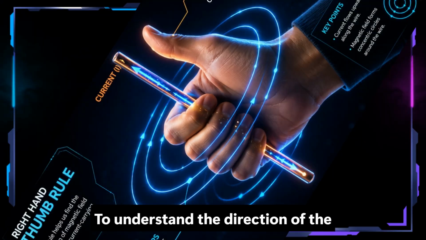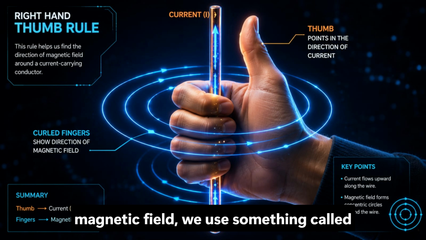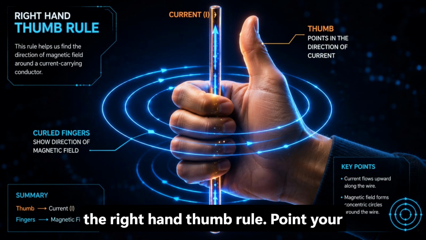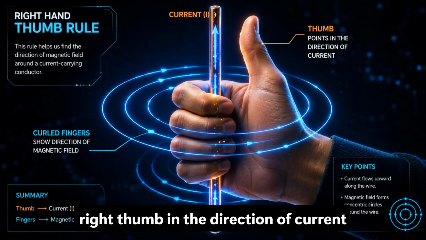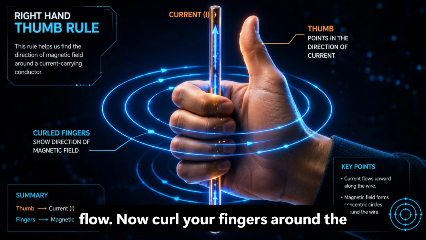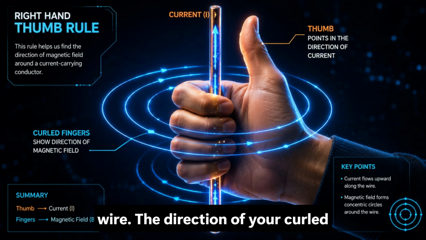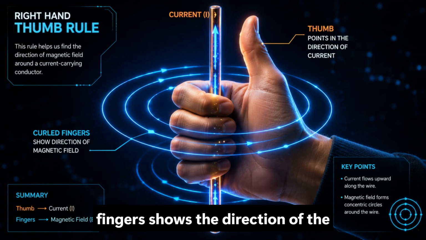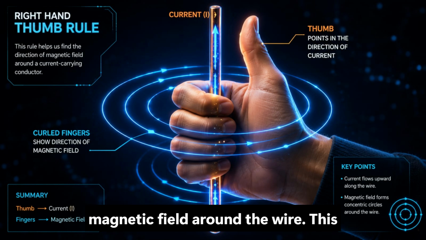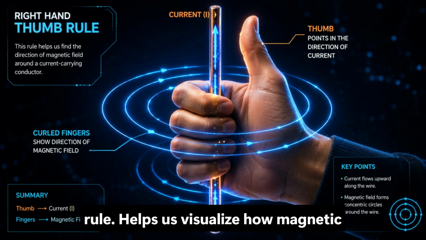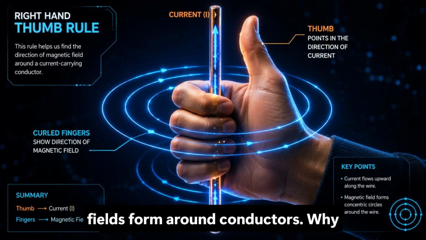To understand the direction of the magnetic field, we use something called the right-hand thumb rule. Point your right thumb in the direction of current flow. Now, curl your fingers around the wire. The direction of your curled fingers shows the direction of the magnetic field around the wire. This rule helps us visualize how magnetic fields form around conductors.